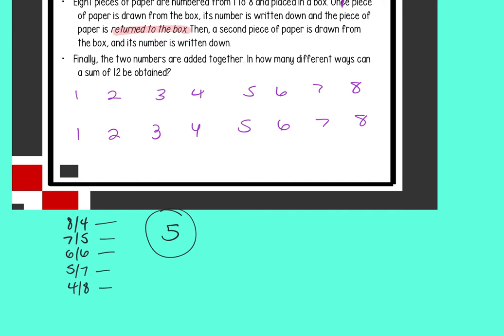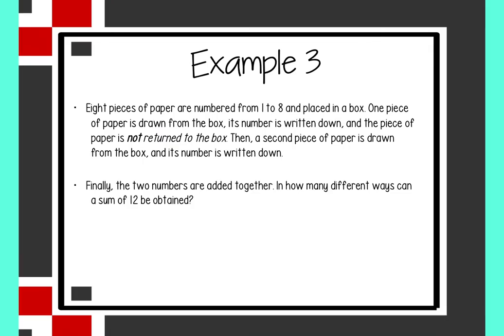Okay, example 3, almost identical. It says 8 pieces of paper are drawn, numbers 1 through 8. 1 piece of paper is drawn from the box, numbers written down. This time it is not returned to the box. So it is without replacement. How does that affect what we just found? So if I had 8, 4, 7, 5, 6, 6, 5, 7, 4, 8. Is it the same option this time?